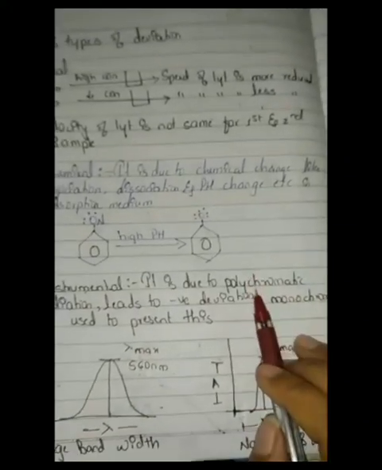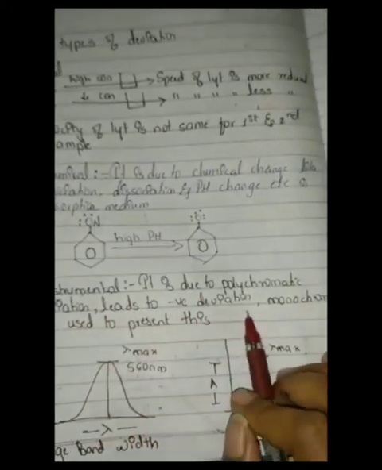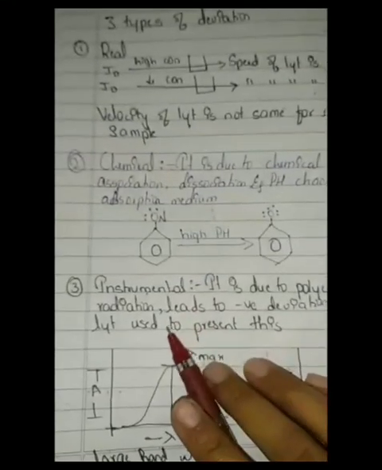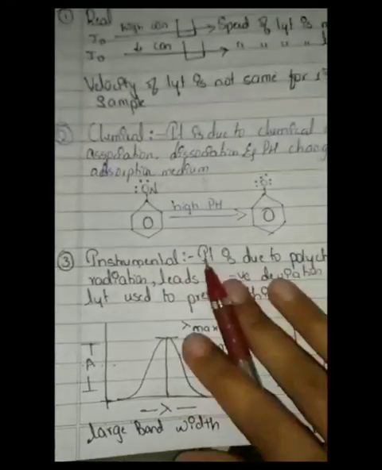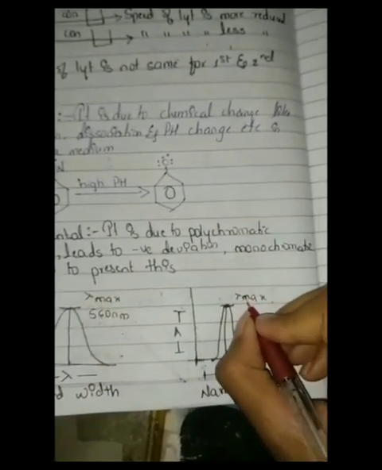Next comes our last, instrumental deviation. It is due to polychromatic radiation, which leads to negative deviation. Monochromatic light is used to prevent this. This is our graph. The difference is that one has a large bandwidth and the other has a narrow bandwidth, as you can observe here. Both are at the same 560 nanometer.